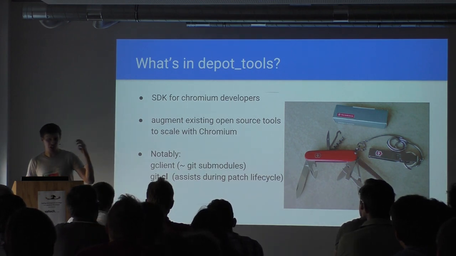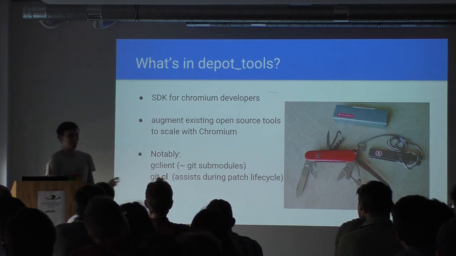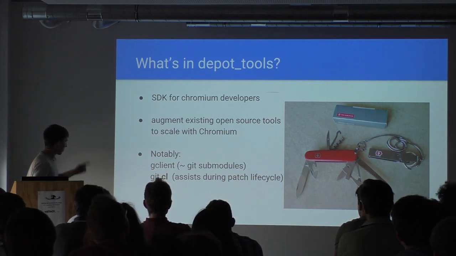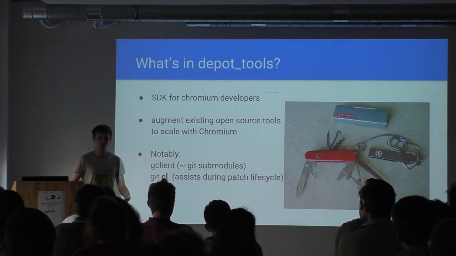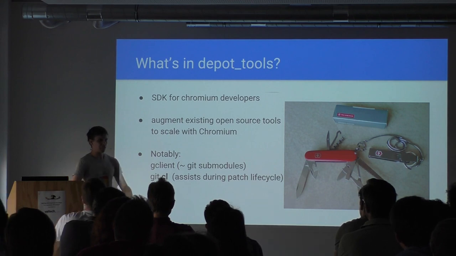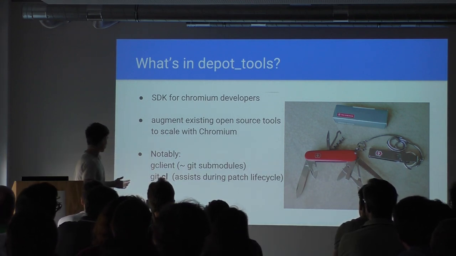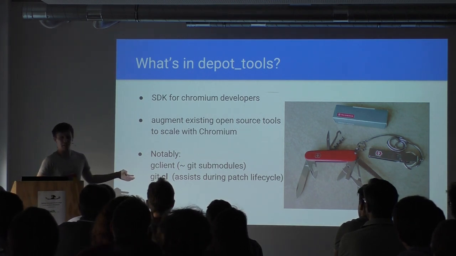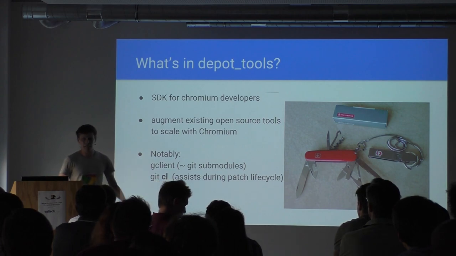You can do it through source code management. So that's what gclient does. It's an ancient tool because when we started, Git submodules didn't exist. And the other thing which we have is Git CL. CL here stands for, really think of a patch or one commit. As you develop code on your local machine, eventually it becomes a commit. At Google, we call it CL, change list, but you can really think of it as a patch. So this is an addition on top of Git. These are the two most important tools.